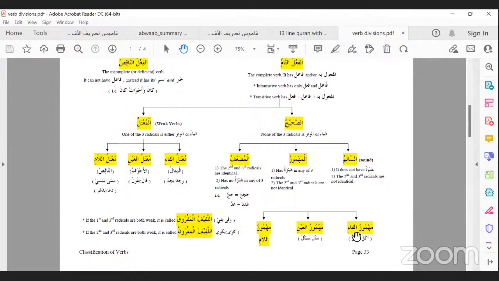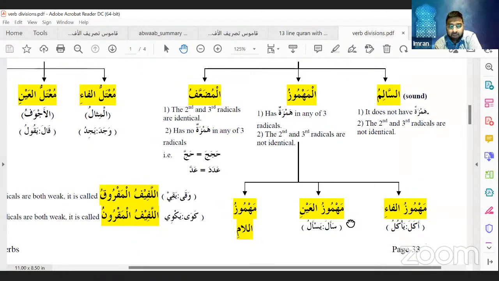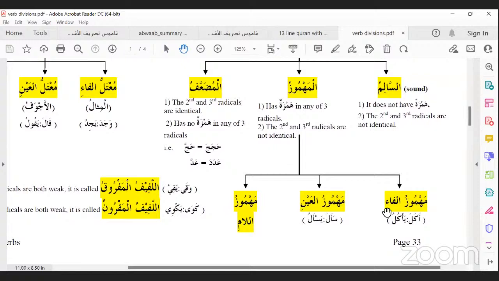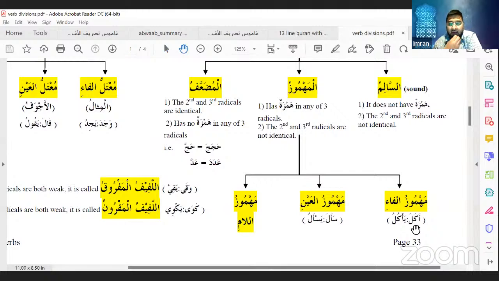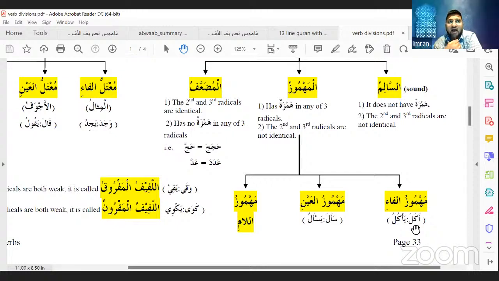Mahmuzul fa'i. So I guess the first letter, akala, would be an aleph. Yes, that's a hamza. In the Arabic language, alif is not a letter. Only hamza is a letter of the alphabet. Alif is something which adds onto a word and prolongs it, but alif itself is not a letter. It's just added onto a letter to prolong it slightly.